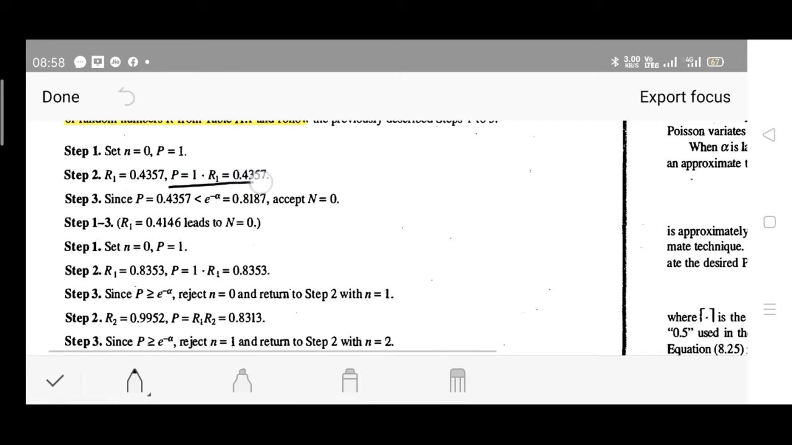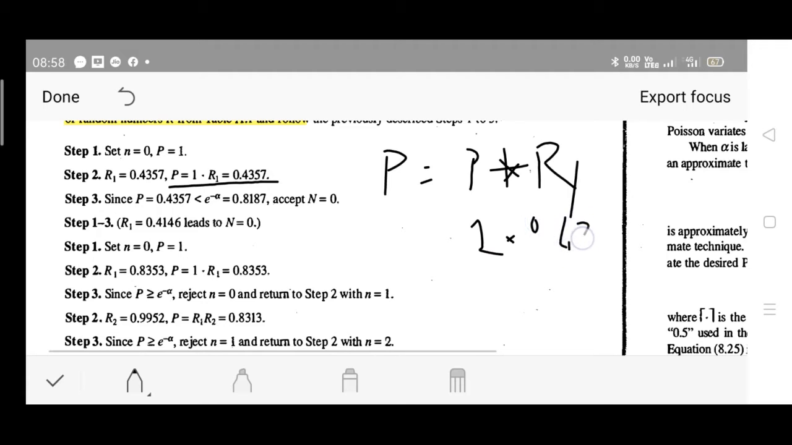Your job is to compute the new value of P. What is the new value of P? New value of P equals the initial value of P multiplied by the random number, that is R1. R1 is 0.4357 given. P is what? Initialization we have done, 1 into 0.4357, so you will get 0.4357 as the new value of P, right?